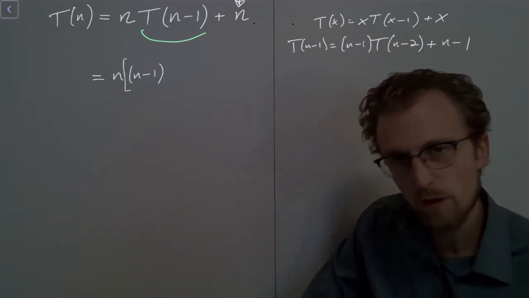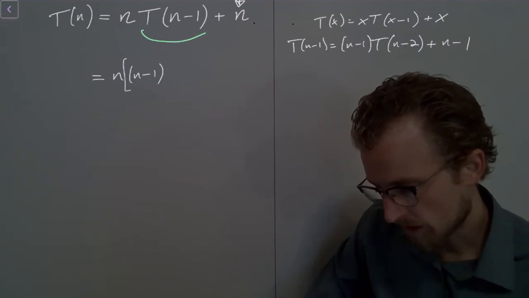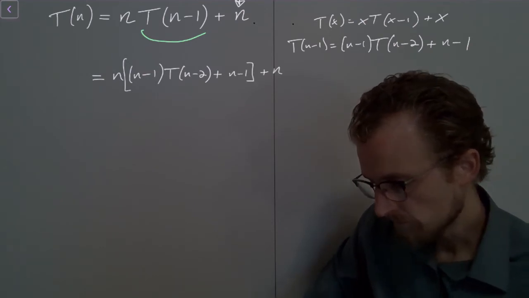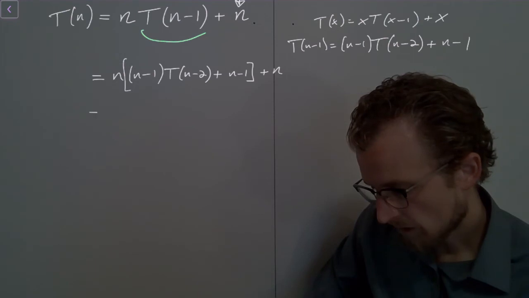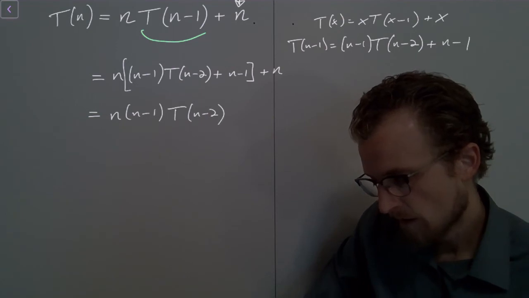And let's be careful about brackets and make sure that we keep track of everything we've got going on here. So I plug this in, and I have n minus 1 times t of n minus 2 plus n minus 1 plus n. And so what does this look like? Well, this looks like n times n minus 1 times t of n minus 2 plus n times n minus 1 plus n.